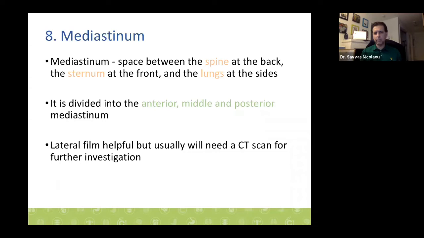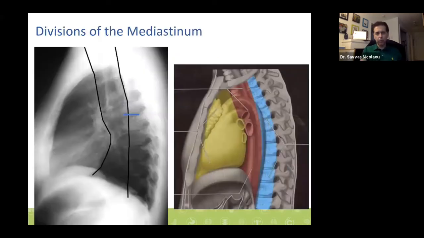Mediastinum, the space between the spine at the back and the sternum at the front and the lungs at the sides. It is divided into anterior, middle, and posterior mediastinum. And why is that important? So a very easy breakdown. We find the trachea, we draw a perpendicular line along the anterior aspect of the trachea and along the posterior margin of the left atrium and left ventricle.